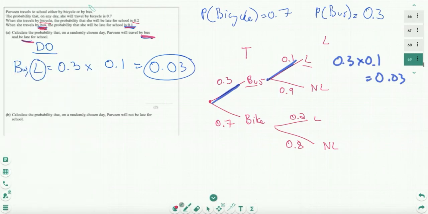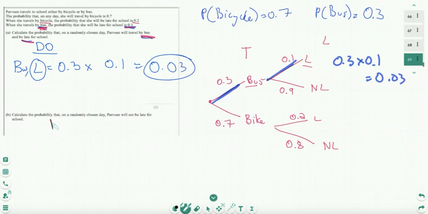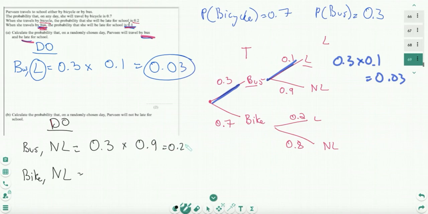So let's do our desirable outcome method, okay? So what are some ways Parveen will not be late for school? Well, he can take the bus and not be late, or he can take his bike and not be late, all right? So what's the probability of taking the bus? The probability of taking the bus is 0.3. And if he takes the bus, the probability that he's late is 0.1. So the probability that he's not late is 0.9. We're going to multiply that, so 0.27.